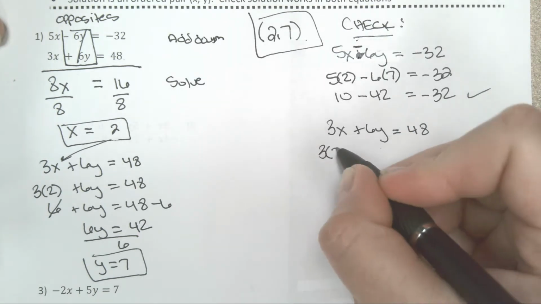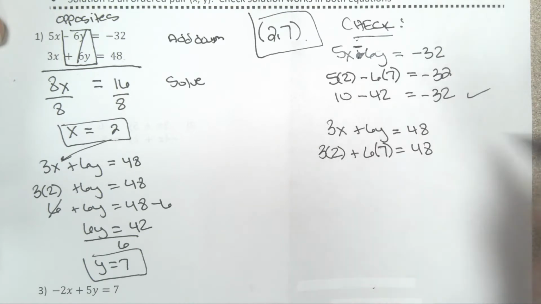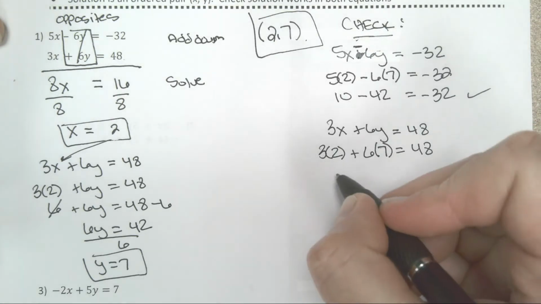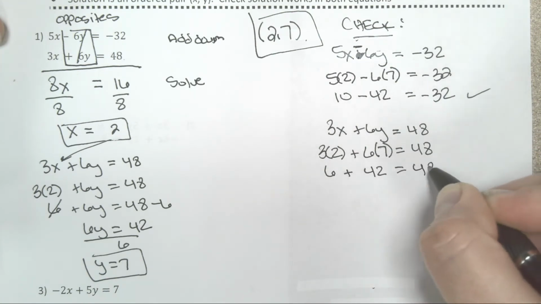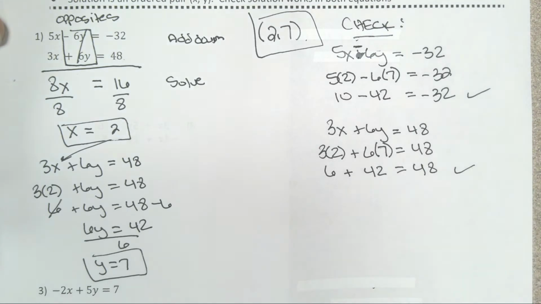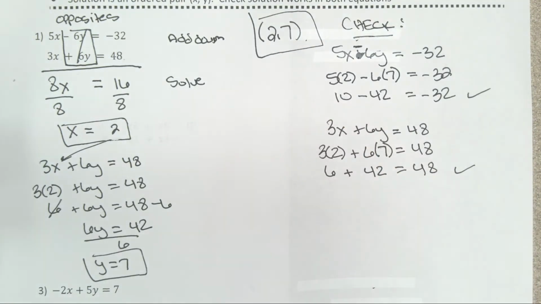All right, so plug 2 in for x, plug 7 in for y. 3 times 2 is 6. That's 42. 6 and 42 is 48. That is a true statement. So 2, 7 is definitely my correct answer.